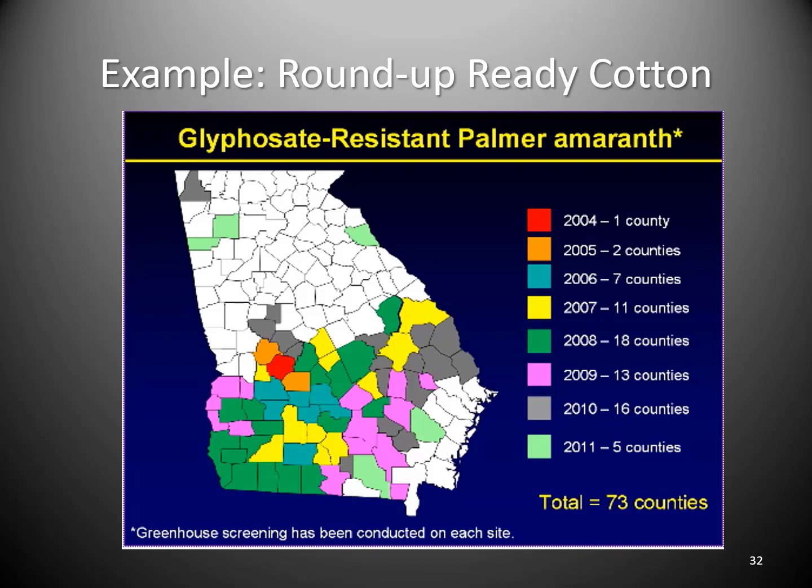and so on, so that by 2011, in just 7 years, this Roundup-resistant weed had spread from one county to 73. It's basically sort of an arms race between chemicals and superweeds. We'll keep creating new chemicals, but new weeds will continue to evolve to become resistant.